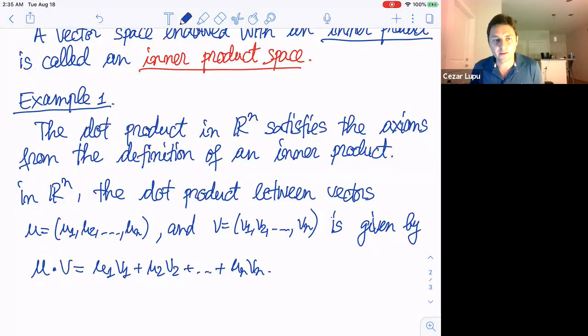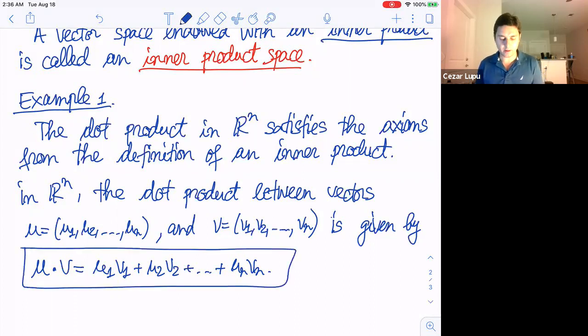Basically, you can say that when you take the vector space to be Rn, the inner product becomes the dot product. Okay, that's easy to see. And you can check the axioms for this dot product here. Very easy to see. I'm not going to do it.